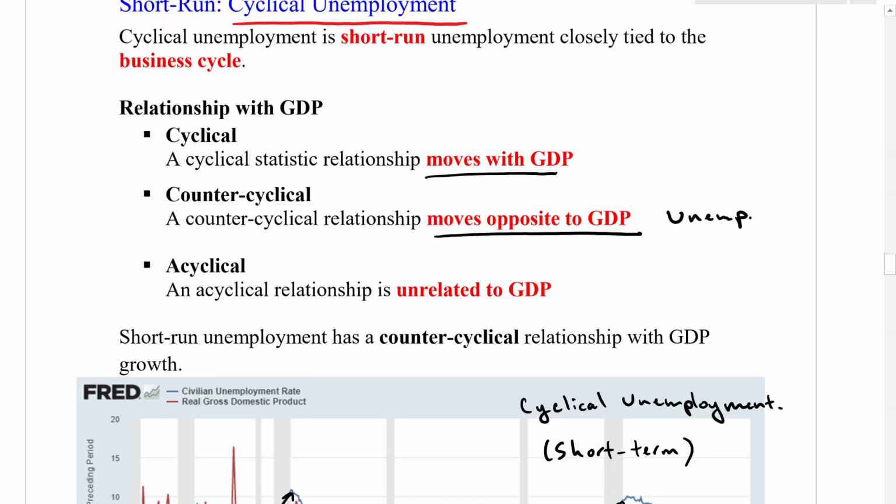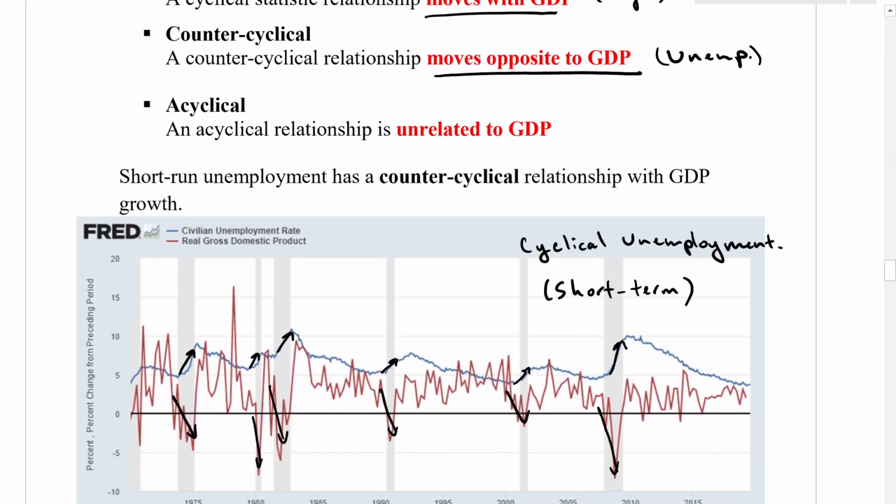A cyclical relationship moves in the same cycle. If something has a cyclical relationship with GDP, then when GDP increases, the variable of interest also increases. If GDP goes up, wages typically go up, so wages have a cyclical relationship with GDP. Something like unemployment, particularly short-run unemployment, has a countercyclical relationship with GDP. Let's do a couple more examples. Maybe even pause the video and try to think about some different things that may be cyclical or countercyclical.